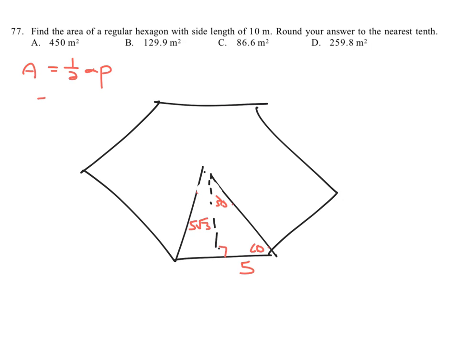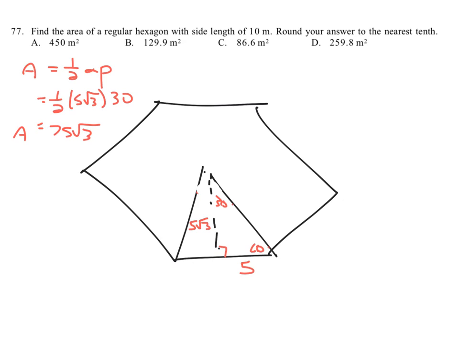So 1/2 of 5 root 3 times the perimeter. There's 6 sides of 5, so the perimeter is 30. 1/2 of 30 is 15. 15 times 5 is 75. So 75 root 3 is the area.